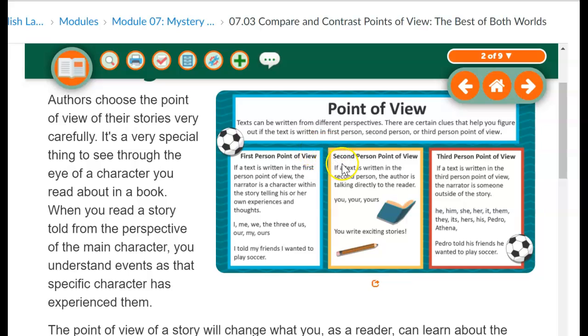And if it's a second person point of view, that means that the author is talking to you, the reader, and you'll see you, your, and yours. So you're not in the story, but the author is talking to you. And then the third person point of view, we see things like he, him, she, her, or we see the names of the characters. And that means that it's being told by somebody outside of the story. So the person's not part of the story, the author's not talking to you, it's somebody completely outside of the story.